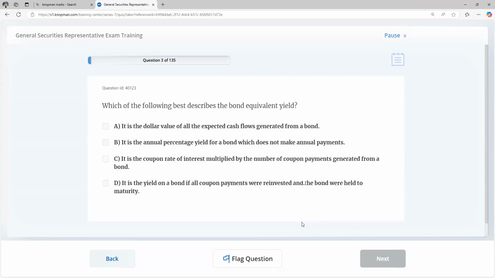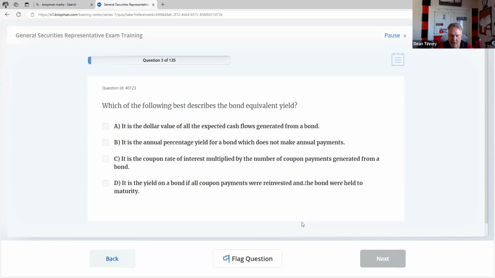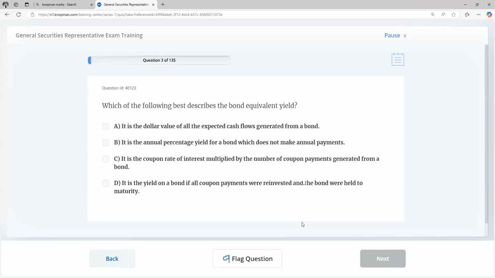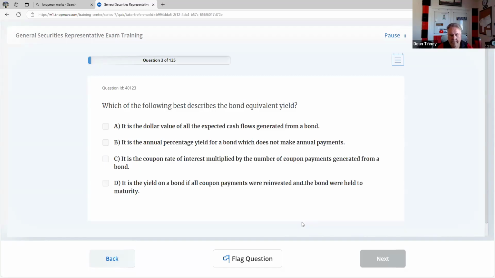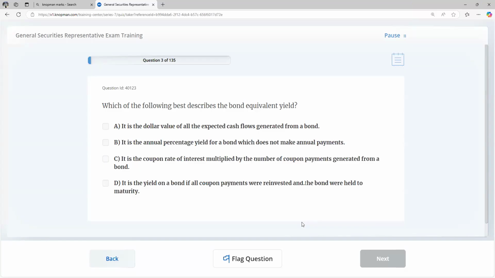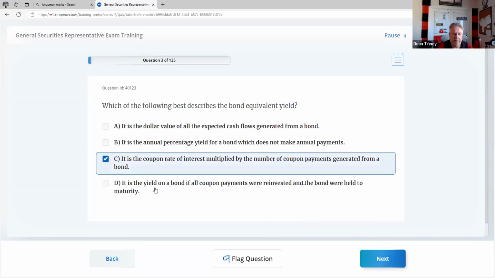It's a coupon rate, if it is the coupon rate of interest multiplied by the number of payments generated from a bond. I don't like what I'm looking for. Yield usually means some kind of division. It is the yield on a bond if all coupon payments were reinvested and the bond were held to maturity. I want to go with C, D, but is it D as in dog or C as in Charlie? C is in Charlie, but I'm going to go with D. Let's see what happens on that one.